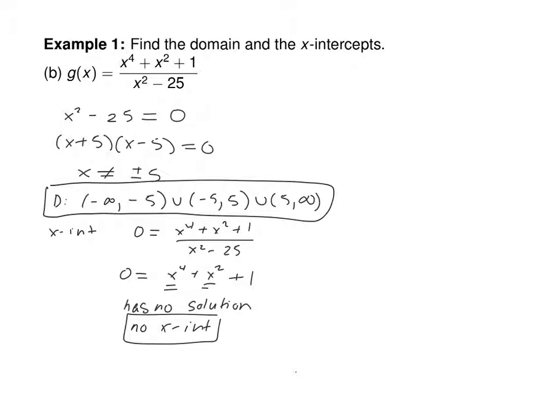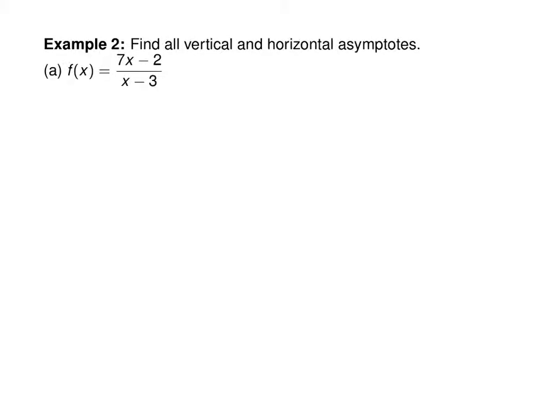Okay. We also talked about how to find vertical and horizontal asymptotes. So how do you find vertical asymptotes and how do you find horizontal asymptotes? So when do vertical asymptotes happen?